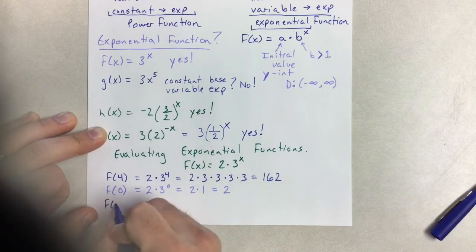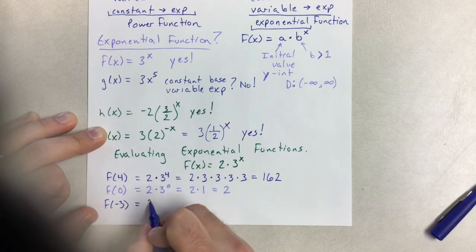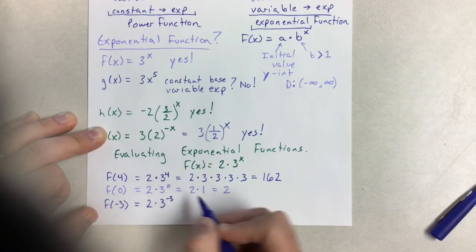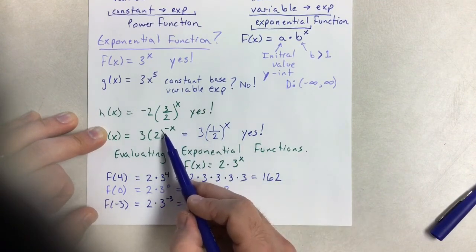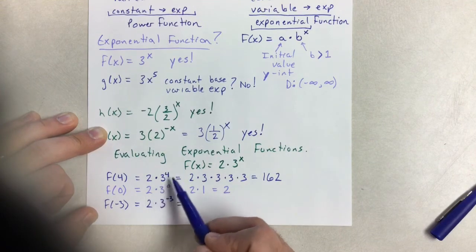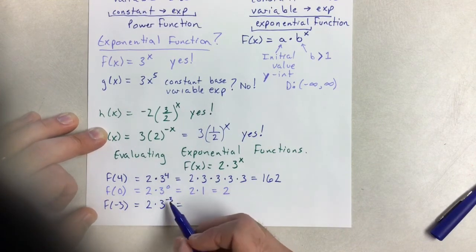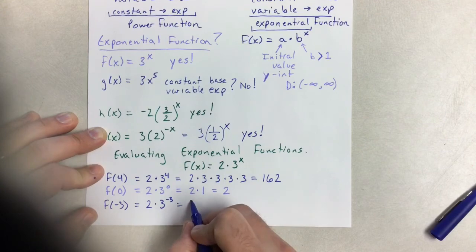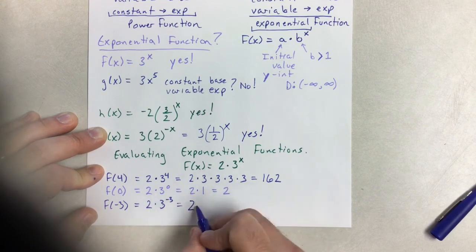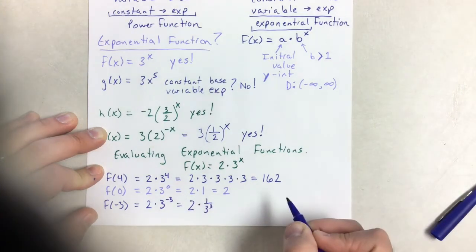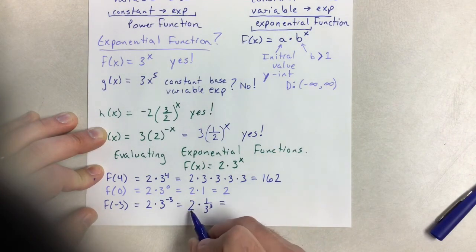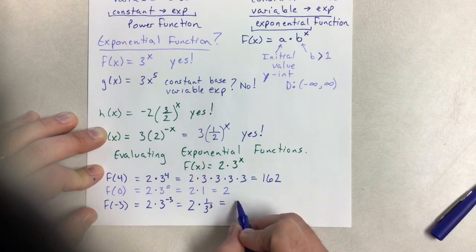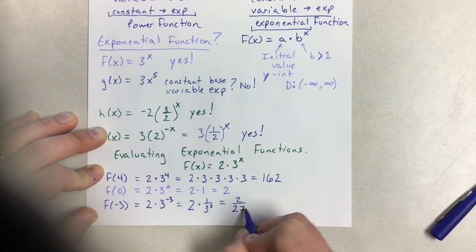So f of -3. Okay, 2 times 3 to the -3rd. Negative exponents, as we saw before, have the effect of flipping our value. So we have 2 multiplied by 1/3 to the power of 3. 3 to the power of 3 is 27, so 2 times 1/27 is 2/27.